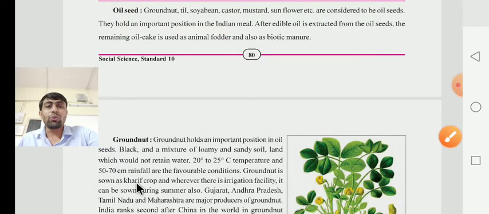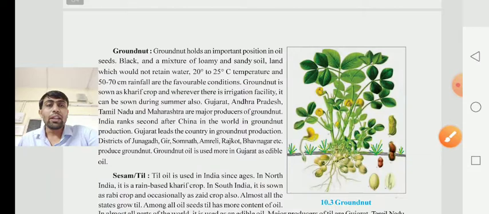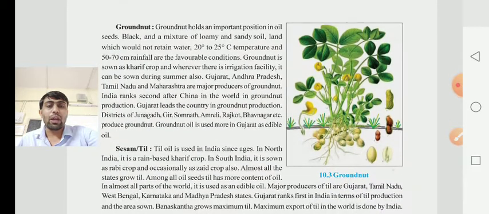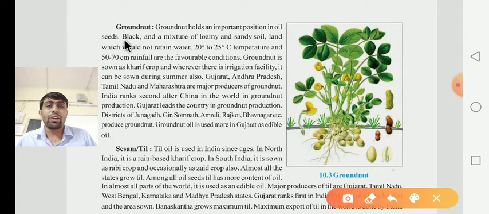Now first of all, we have the information about the groundnut. Groundnut, it means mungfali. Groundnut holds an important position in oil seeds. Dear children, now which kind of soil does it require? It requires black soil and a mixture of loamy and sandy soil, land which does not retain the water.